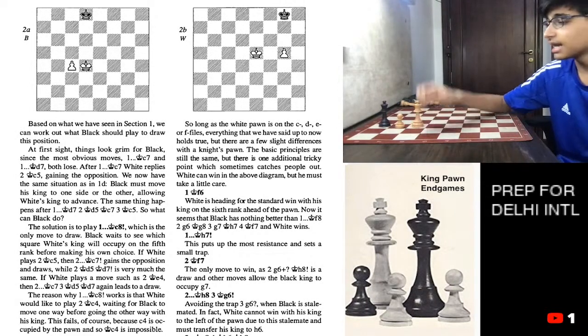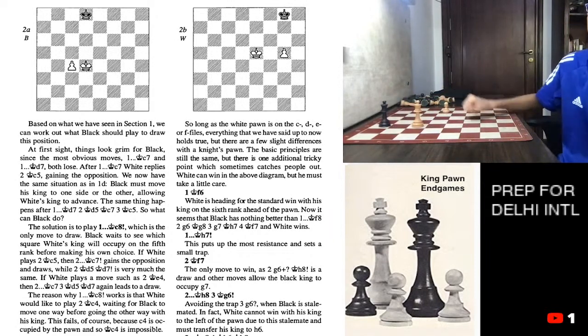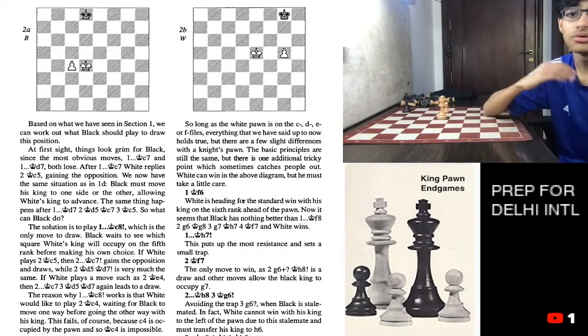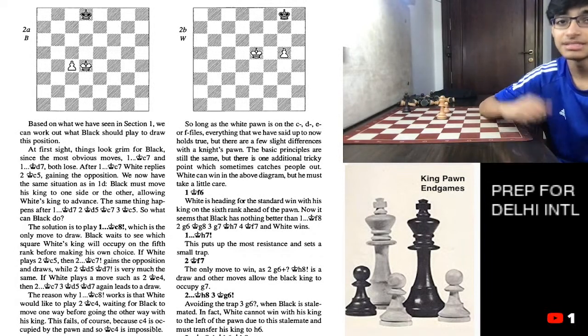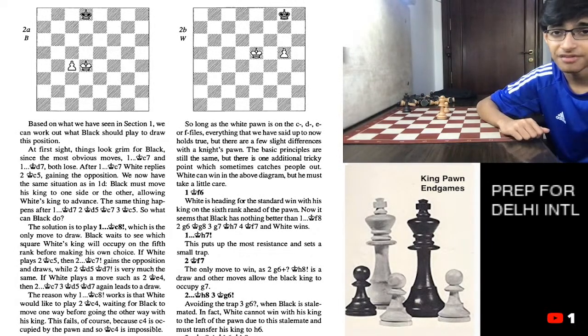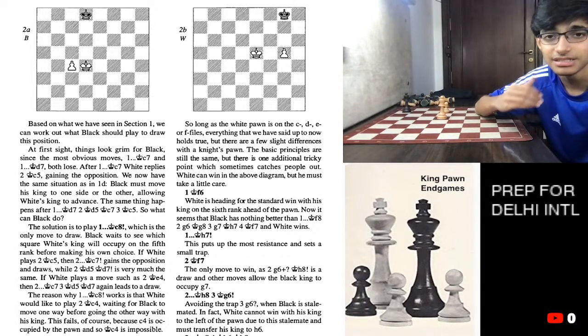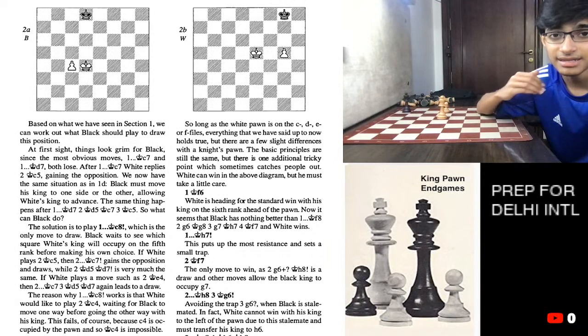Moving on to the next type of position, we have our pawn on g5, king on e5, and the black king on g8. So long as the white pawn is on the c, d, e or f files, everything that we have said up to now holds true, but there are a few slight differences with a knight's pawn. The basic principles are still the same, but there is one additional tricky point which sometimes catches people out. White can win in the above diagram, but he must take a little care.